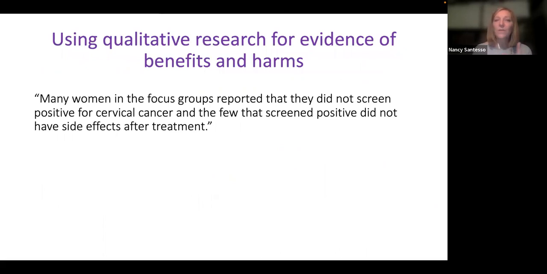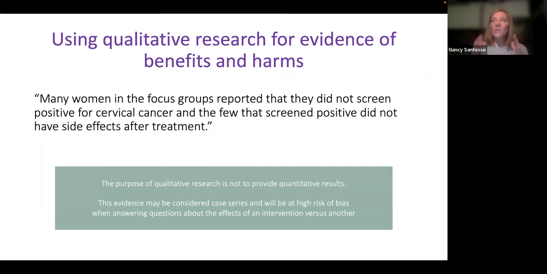One word of caution though is for benefits and harms, we focus on the value placed on the benefits and harms. But let's take, for example, this wording here where it says, from a search of qualitative research, they found many women in the focus groups reported that they did not screen positive for cervical cancer, and the few that screened positive did not have side effects after treatment. Unfortunately, some groups are using this type of research to determine whether people should be screened or not, using these as the numbers of people who have side effects or don't have cervical cancer.